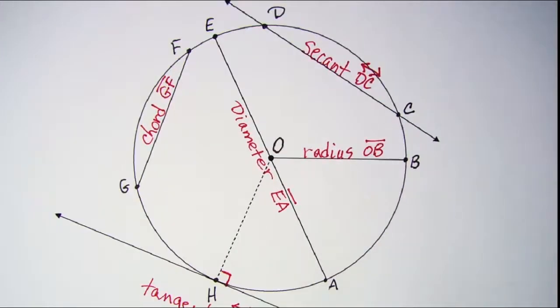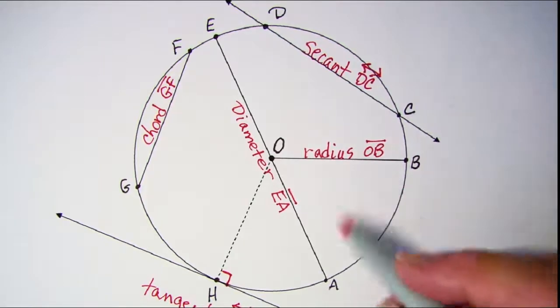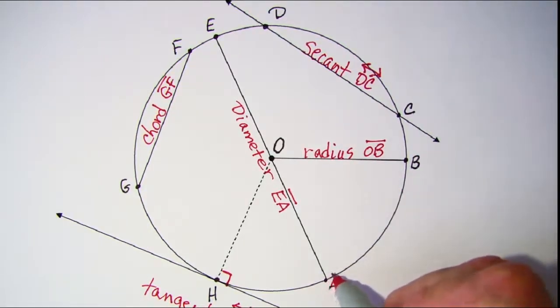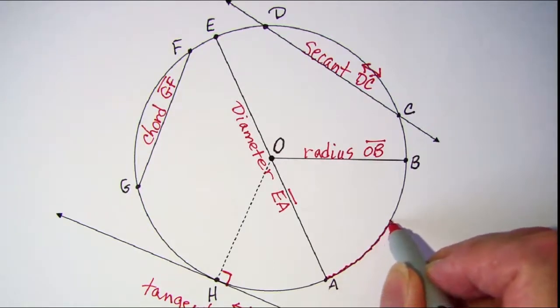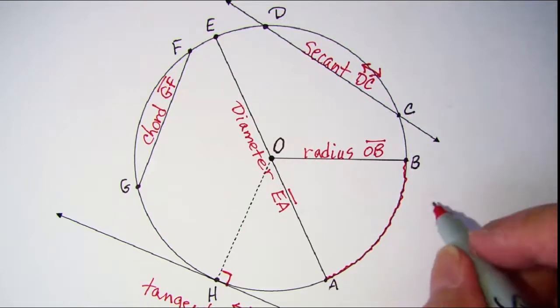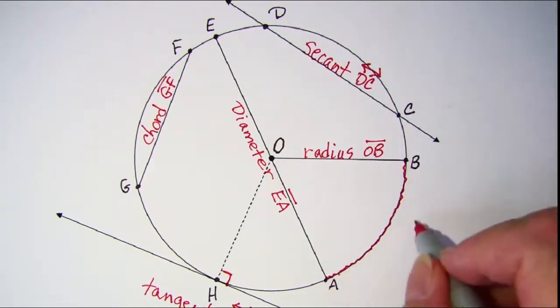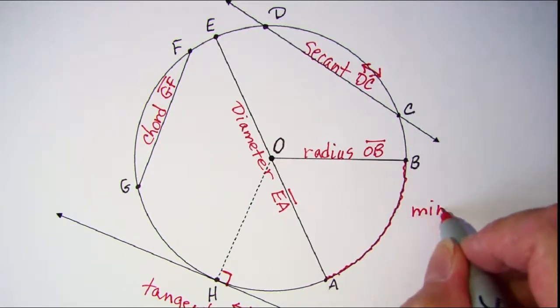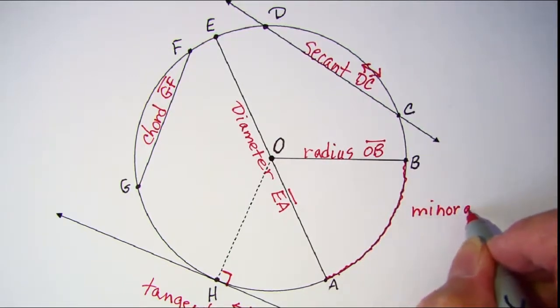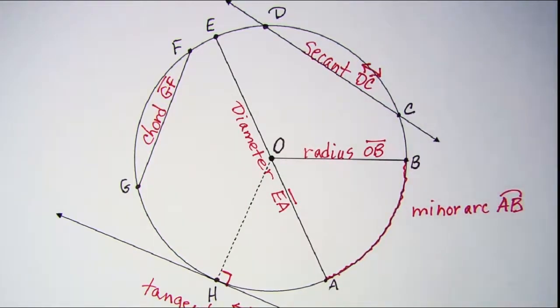Now there are special names for arcs. For example, if we wanted to talk about the arc that starts at point A and goes to point B, this is an arc, or in this case a minor arc. And the symbol that we would use is arc AB.